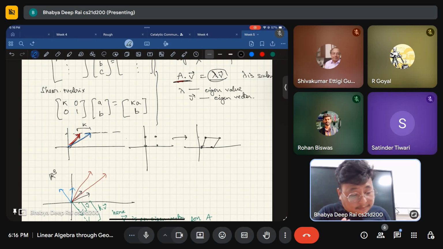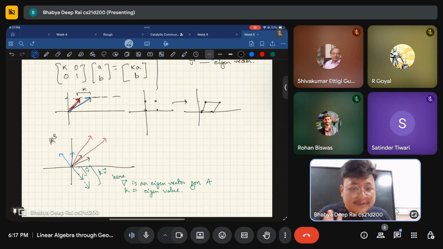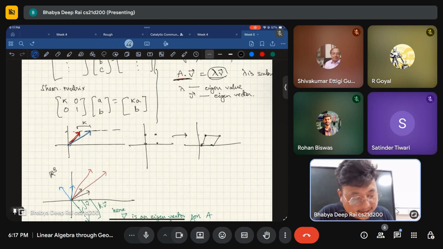Now, always note that if v is the zero vector, then Av equals lambda v is always true.